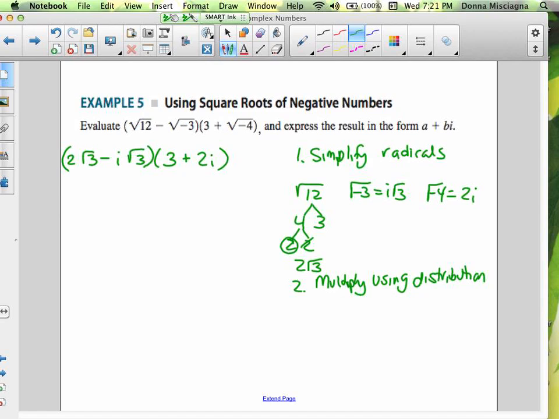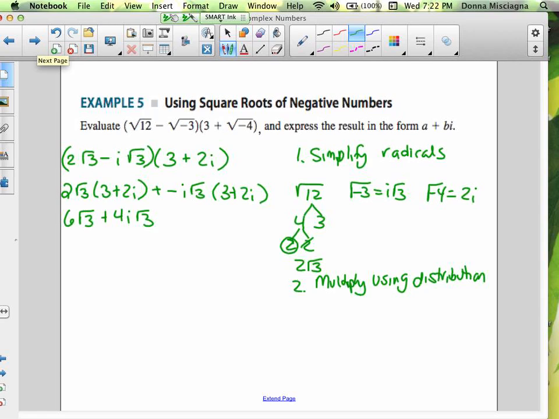All right, so we're going to multiply 2 square roots of 3 times 3 plus 2i, and a negative i square roots of 3 times 3 plus 2i. So 2 square roots of 3 times 3, multiply the 2 and the 3 together. That's 6 square roots of 3. Numbers times numbers, radicals times radicals. And a number is anything outside a radical. And then 2 square roots of 3 times 2i is going to be 4i square roots of 3. Nobody else is inside the radical but that square root of 3, so it doesn't get to be multiplied by anybody.